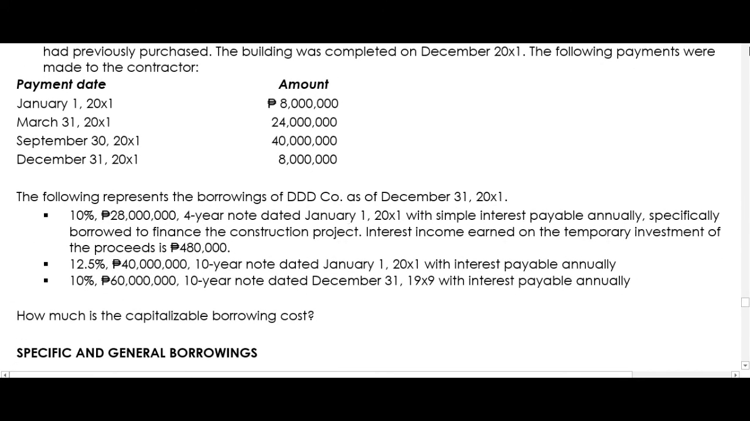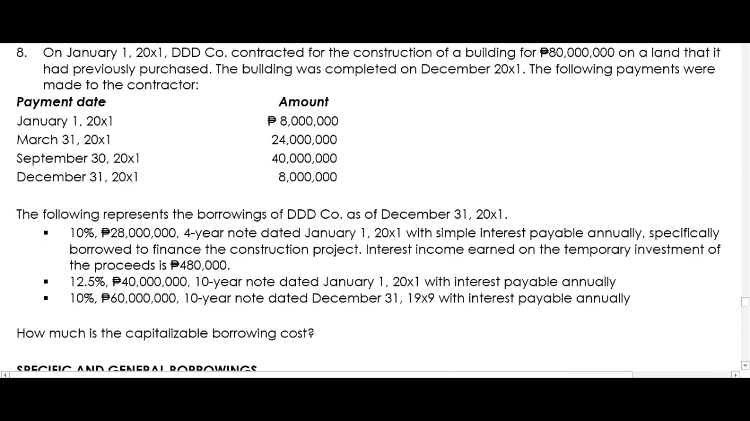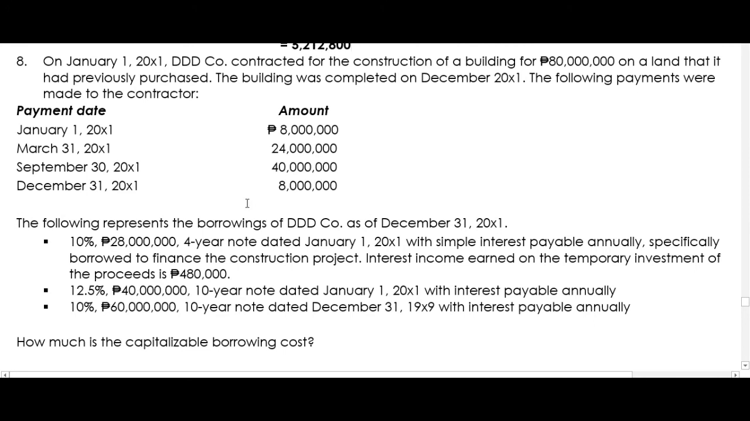Question number 8. Ano ang kwento ng question number 8? Ang sinabi dito, si DDD Company contracted for the construction of a building for 80 million on a land that it had previously purchased. The building was completed on December 31 of 20X1. And the following payments were made to the contractor.